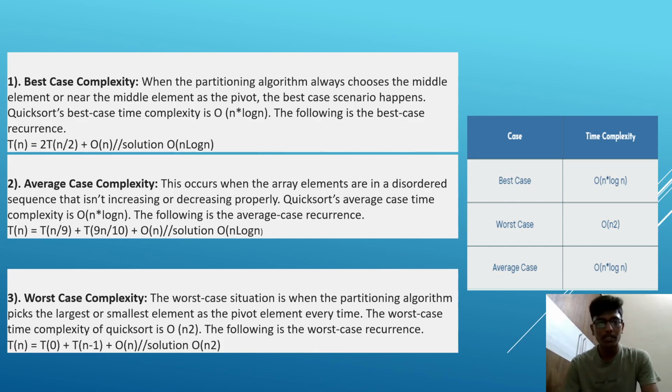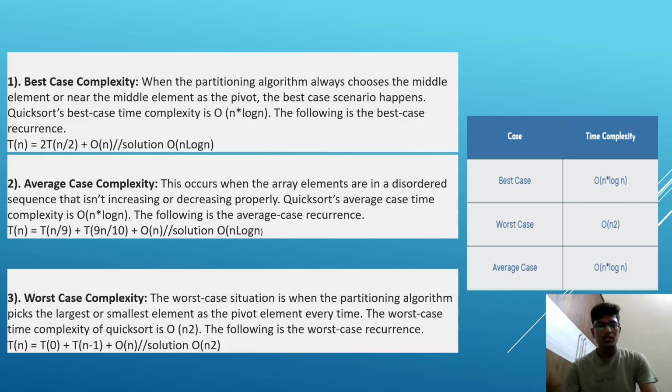Second, average case complexity. This occurs when the array elements are in a disordered sequence that isn't increasing or decreasing properly. Quicksort's average case time complexity is big O of n log n. The following is the average case recurrence. T of n equal to T of n by 10 plus T of 9n by 10 plus big O of n. Solution: big O of n log n.